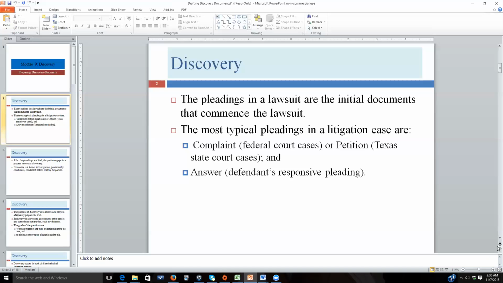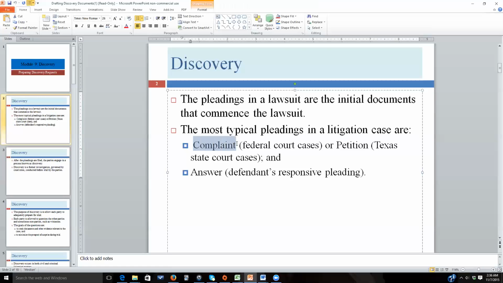So discovery is the mechanism by which this information is shared. But before we get to discovery, we need to put discovery within a context. And so let's look at the things that happen before discovery. And that's the pleadings phase of a lawsuit. And the document that starts a lawsuit, if we're in federal court, is called the complaint. And the document, if we're in Texas state court, is called a petition.